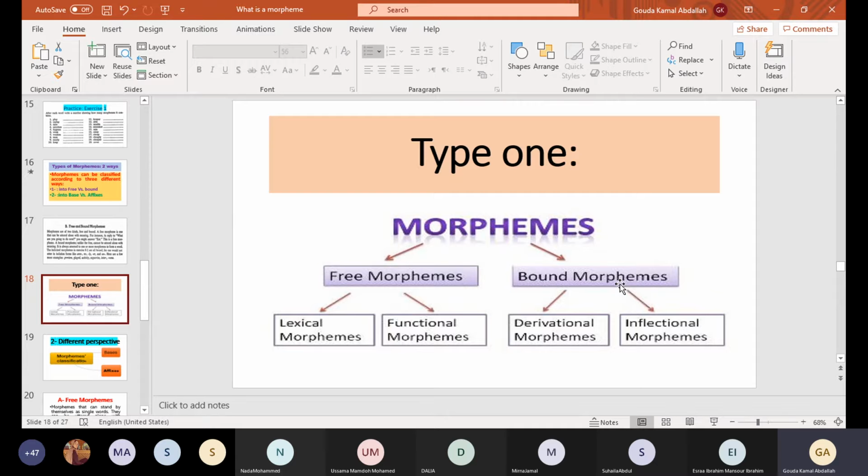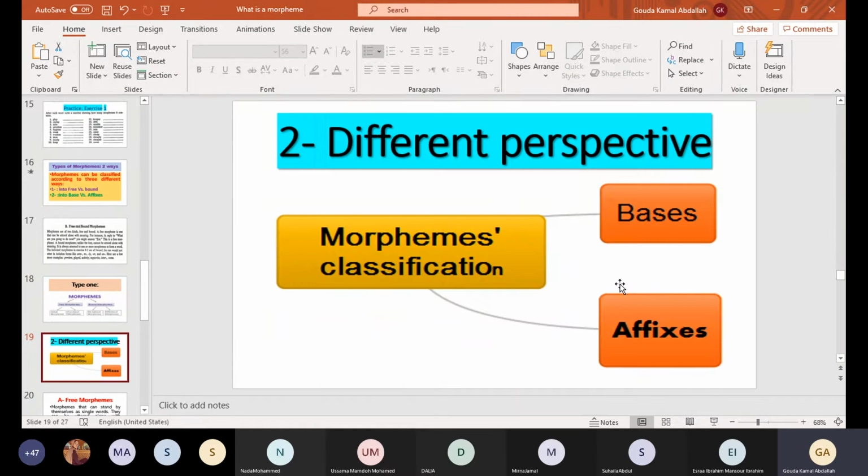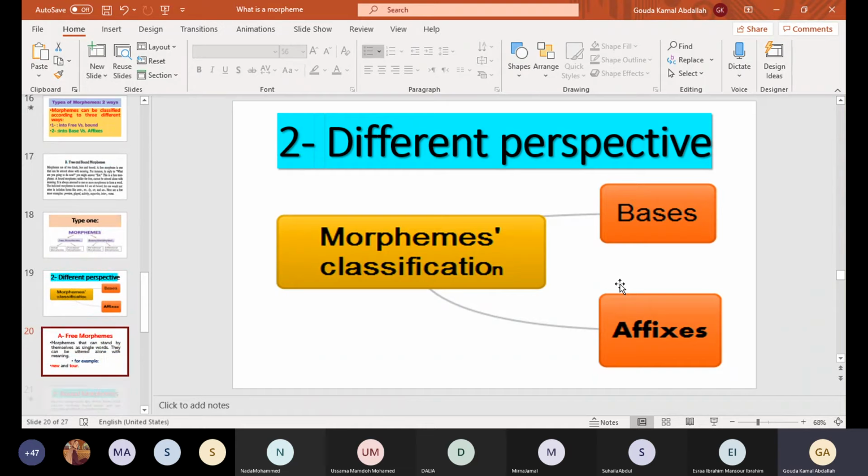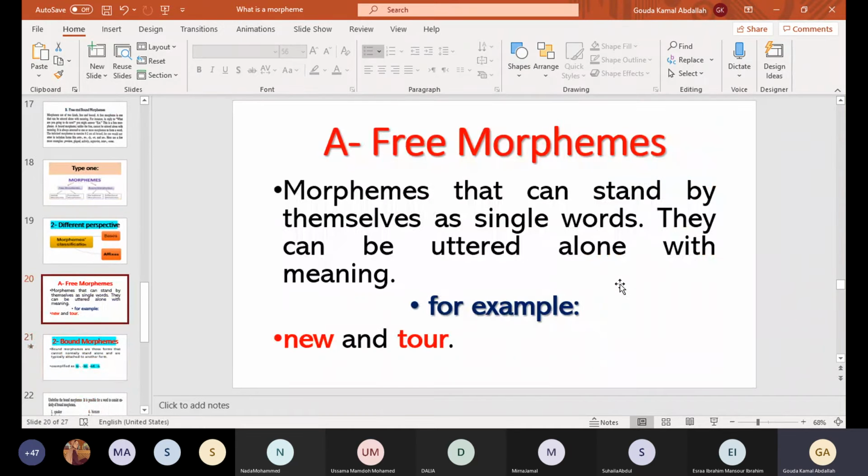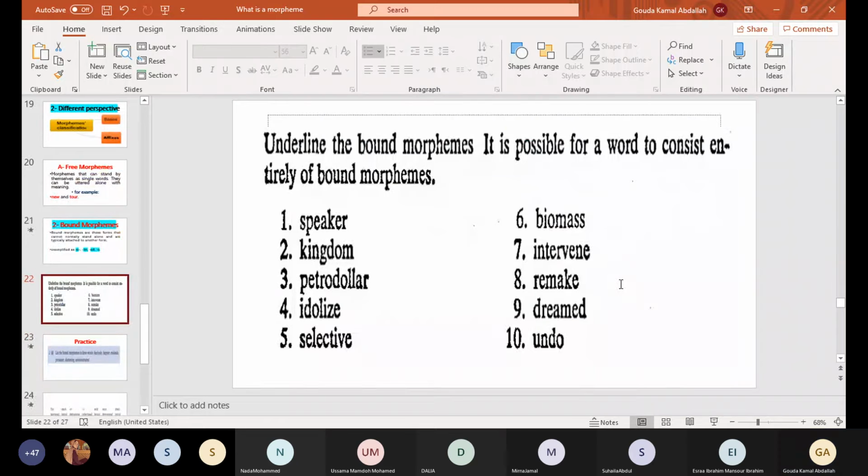Okay? So just for the time being, I need you to know the differences between a free and a bound morpheme. The free one can stand alone with the meaning, of course, and the second one must be added, must be attached, must be annexed to another morpheme to form a word. The second categorization of morphemes is base versus affix. So what is a base and what is an affix?